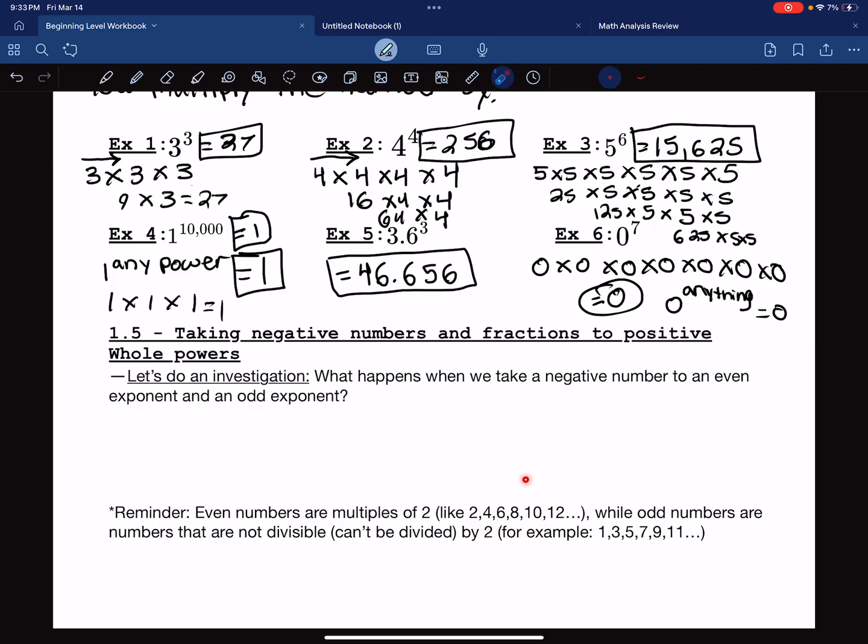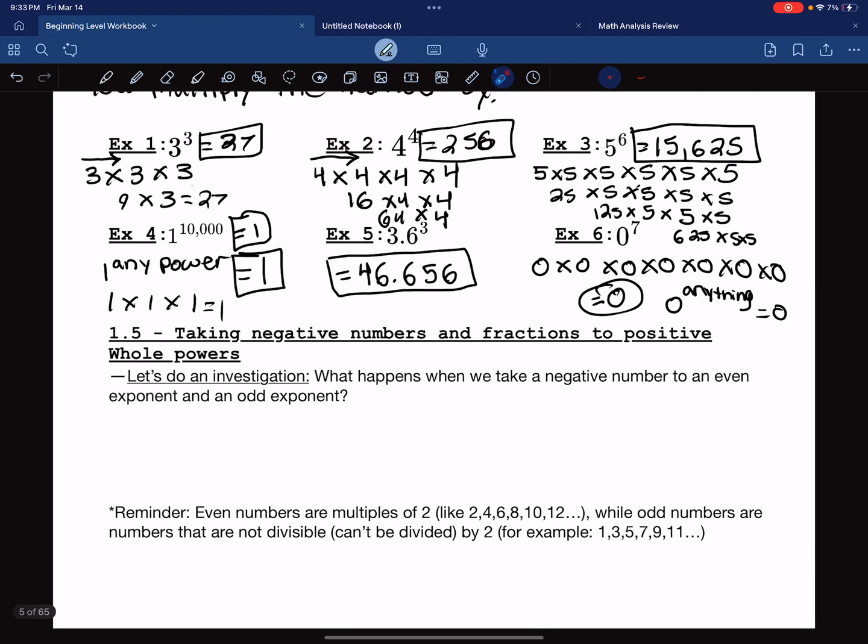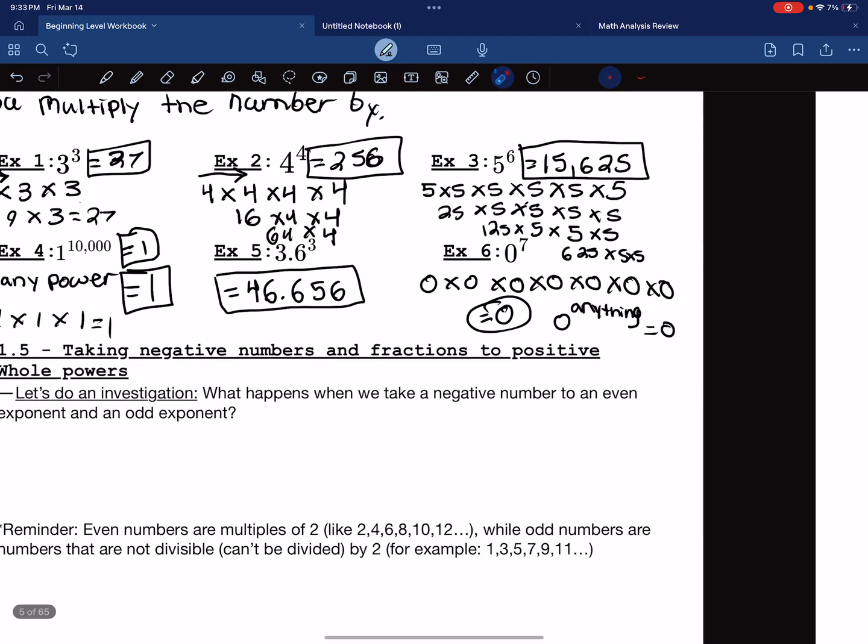These are even numbers because they all can be divided by the number 2. While odd numbers are numbers that can't be divided by 2. For example, 1, 3, 5, 7, 9, 11, and so on. These numbers are odd because they can't be divided by 2. For example, 1 divided by 2 does not get you a whole number. So with that in mind, let's work through some examples. Once we work through these examples, we can then go down here and answer this investigation question.